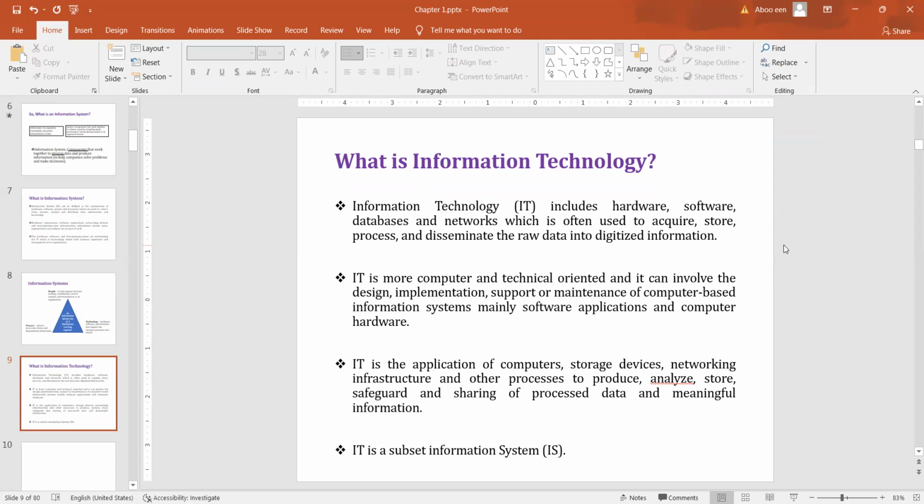Ultimately, information technology is a subset of information system. Good idea. As I highlighted in the previous slide, information technology is the subset of an information system. In addition to information technology, there are some other components in the information system, such as people, procedures, and some other processes. Good idea. Yes, sir. Okay.